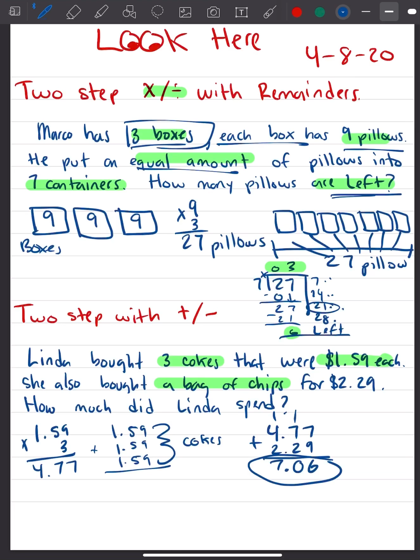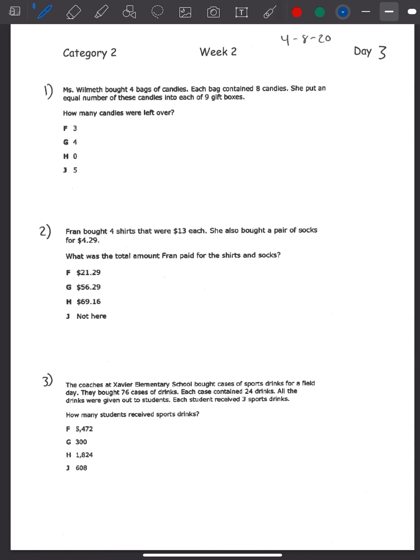$7.06. I could also draw it, guys. I can draw my Cokes. 1, 2, 3. And each Coke was $1.59, right? And that's going to give you a total. And then you simply add it with your last total of $2.29. There's multiple ways of doing it. All right. So that is what you're going to see on your independent work.